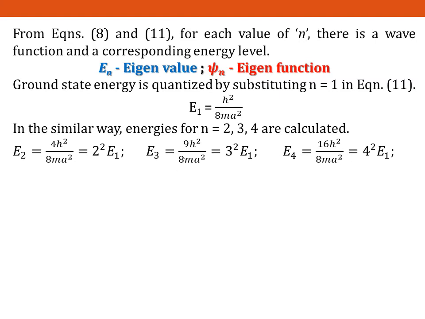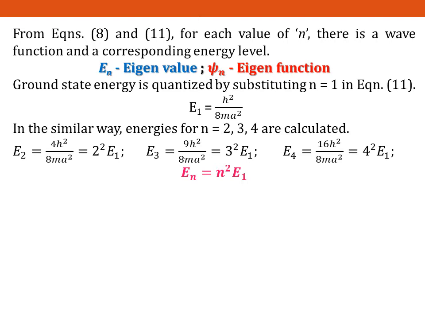We have therefore E2 equal to 4h square by 8ma square. On simplification, it is 2 square E1. Similarly, E3 is obtained as 3 square E1. E4 is obtained to be 4 square E1. In general, we can write the energy eigenvalues to be En is equal to n square E1.